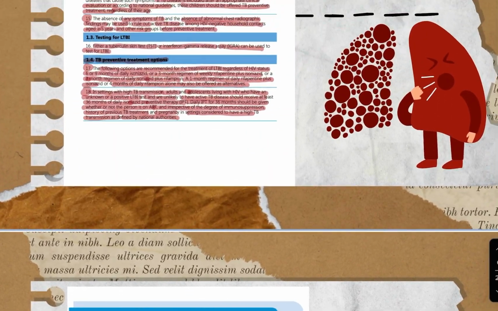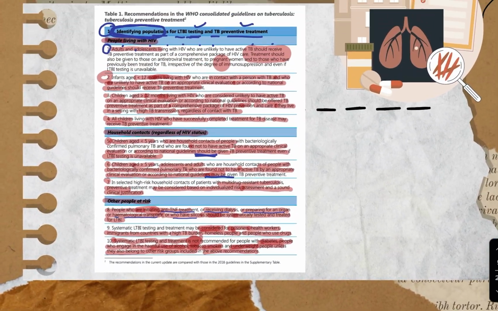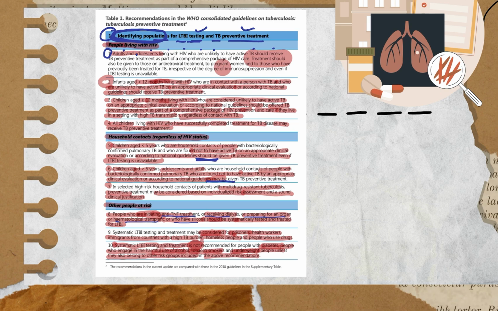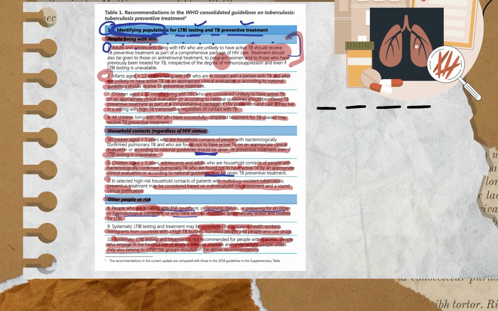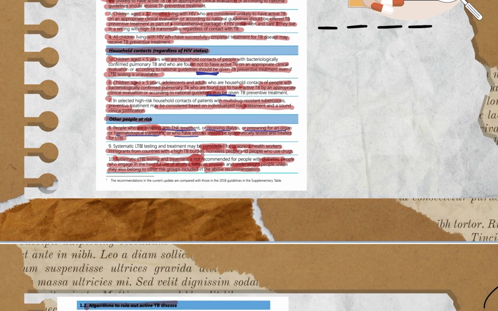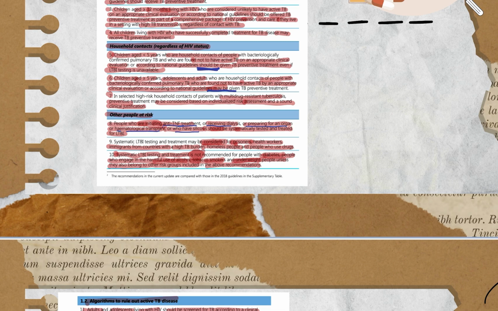So these were the main guidelines. They are 18 in number and they are categorized. The first category is the people living with HIV, what we should be doing with those patients. Then they describe according to age what to do in adults and adolescents, infants less than 12 months, children above 12 months, and all children who have been successfully treated for TB may receive a TB preventive treatment. Then the second half they included household contacts regardless of HIV status, which they very beautifully define as children less than 5 years of age, children above 5 years, adults and adolescents.